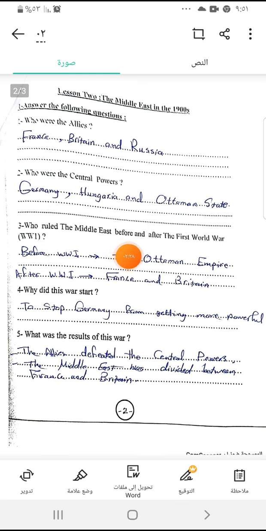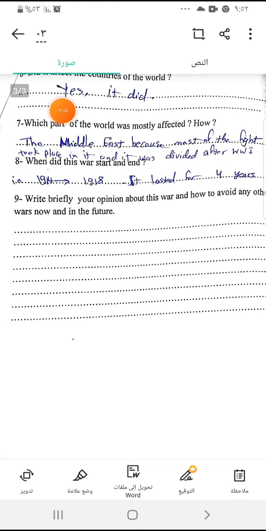3. Who ruled the Middle East before and after the First World War? Before World War I, the Ottoman Empire ruled the Middle East, and after World War I, it was France and Britain. Question 4. Why did this war start? In order to stop Germany from getting more powerful. 5. What was the result of this war? The Allies defeated the Central Powers and the Middle East was divided between France and Britain. That was the end and the result of it.